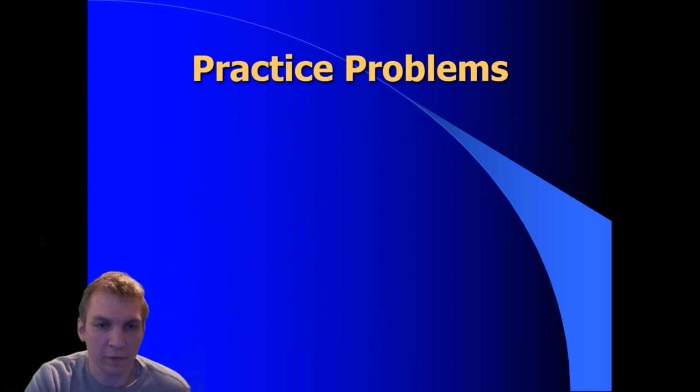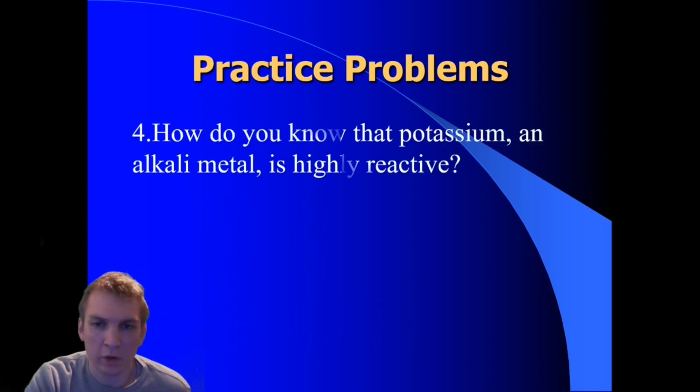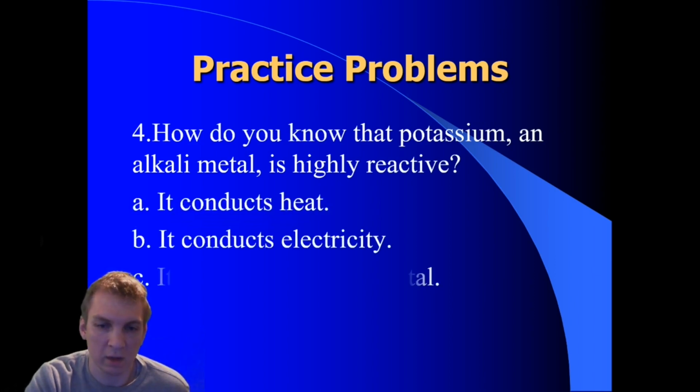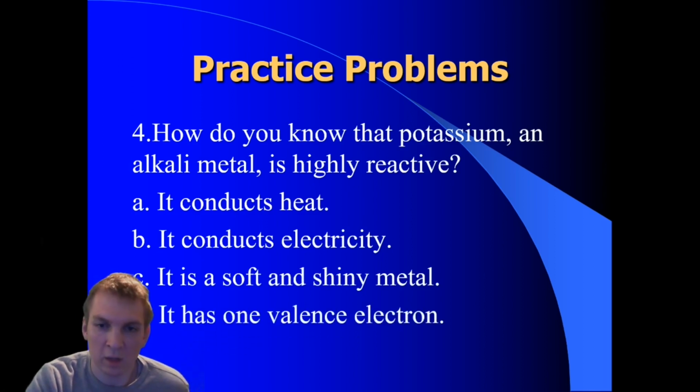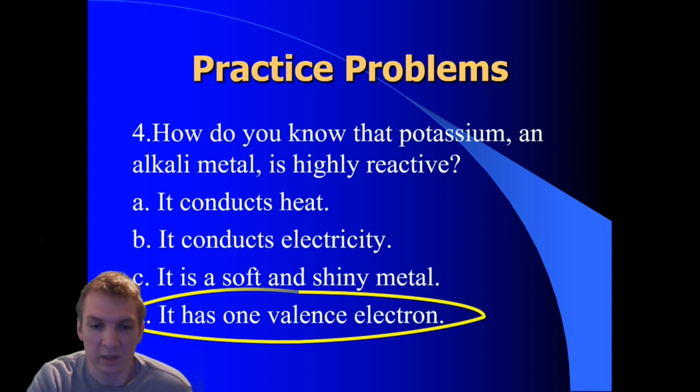And finally, number 4: how do you know that potassium, an alkali metal, is highly reactive? Is it because it conducts heat, it conducts electricity, it is a soft and shiny metal, or it has one valence electron? Just like we talked about before, the reactivity of an element is pretty much determined by its shape and its number of valence electrons. So answer choice D is correct here.